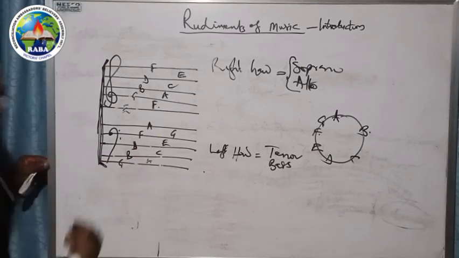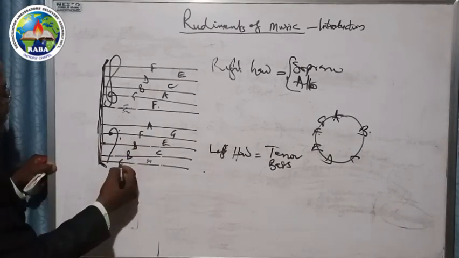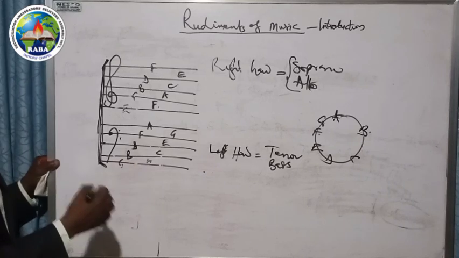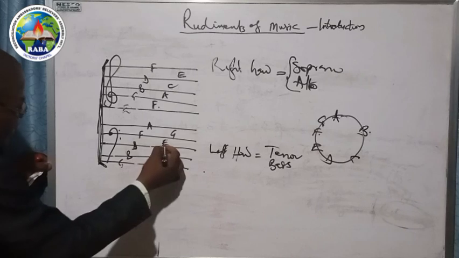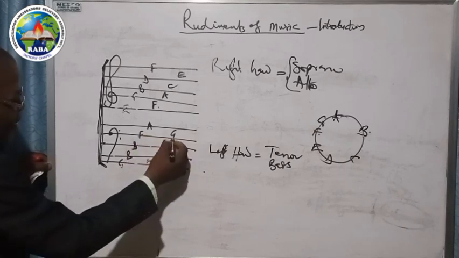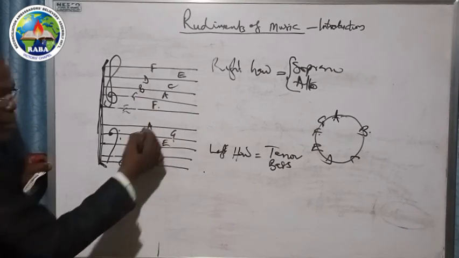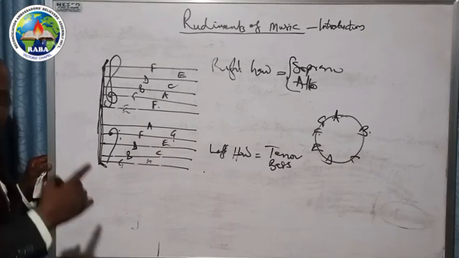Let's come down here again. G is the last letter of the music alphabet. Then we have A, B, C, D, E, F, G. This is the end. Then it starts again from A.